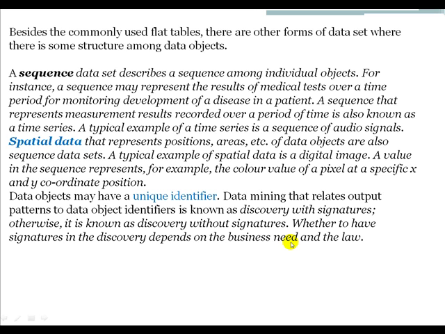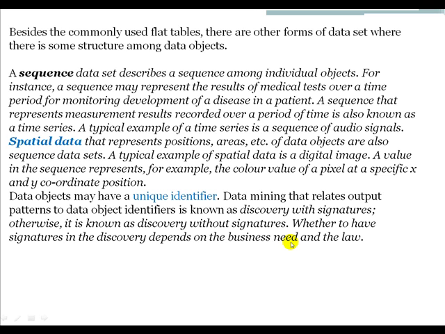A value in the sequence represents, for example, the color value of a pixel at a specific x and y coordinate position. So a picture, again, is spatial, and sequential in the sense that if you change the order of the pixels, you certainly don't get the same picture again.